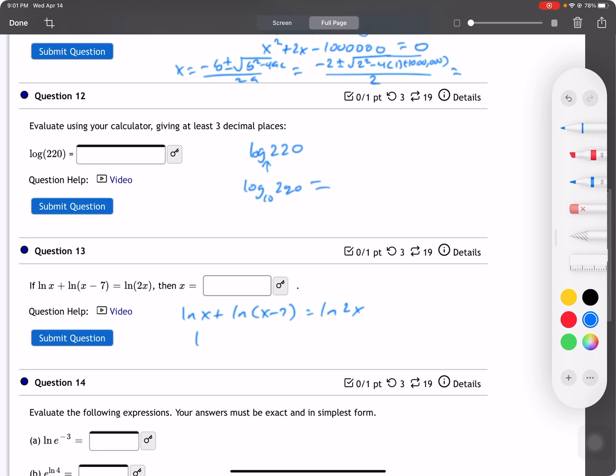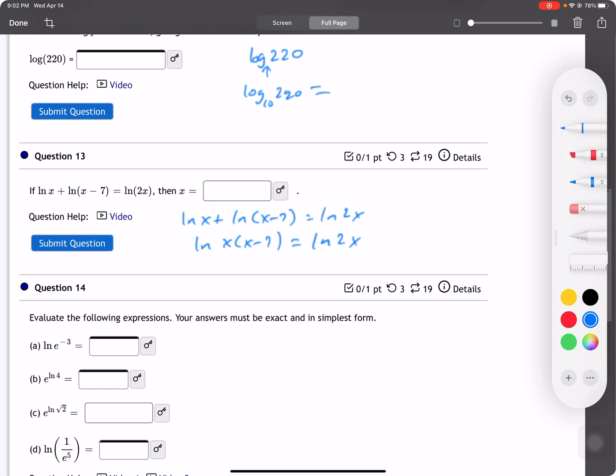So we can combine it. Natural log of x minus 7 equals natural log 2x. Now we can get rid of the natural log. You have to combine them first before we can get rid of the natural logs. Now we're left with x minus 7 is equal to 2x.